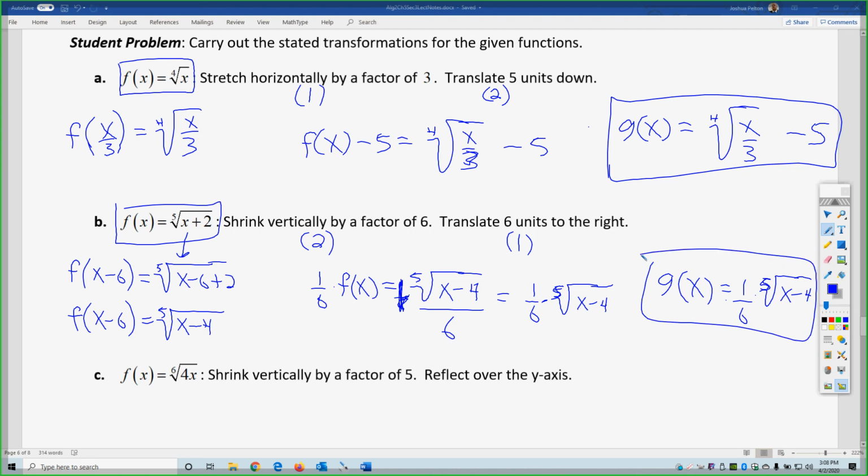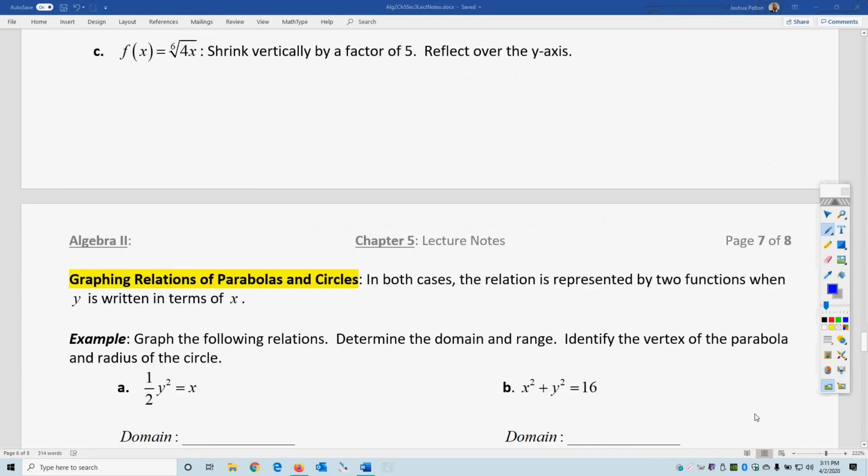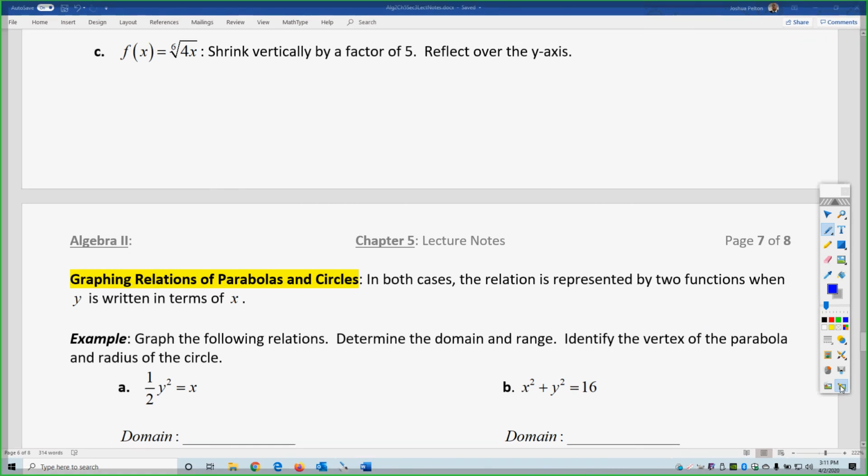Okay. All right, let's move it down to the last one. All right, so the sixth root of 4x is our parent function. So we want to shrink vertically and reflect over the y-axis. So shrinking is a scaling that happens first and that happens second, according to the order of transformations.